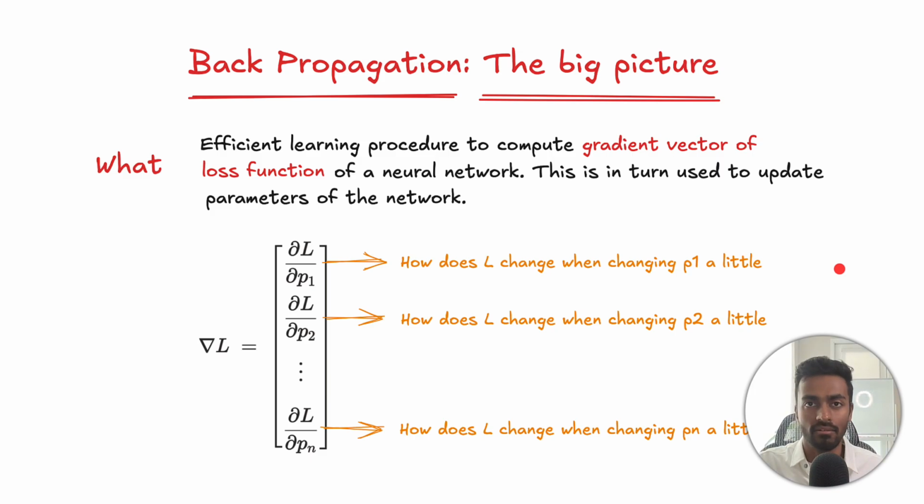So high level, backpropagation is an efficient learning procedure to compute the gradient vector of a loss function of a neural network. And this in turn is used to update the weight parameters of the neural network. So here, this is a gradient vector. It is a vector of all parameters, and each of these parameters are like weight parameters that signify on their own how the loss changes when changing the weight parameter a little bit, right?